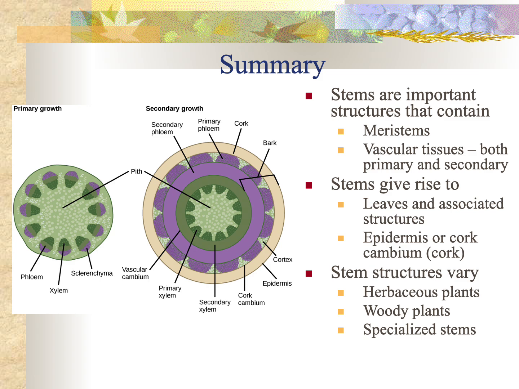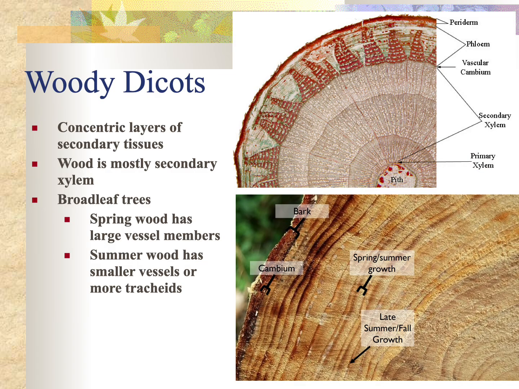We talked about stems in cross section. So I've got herbaceous stems there, and then I'm showing a woody stem there with a little more structure, having secondary xylem and secondary phloem. And so you can get some idea there. And in addition, now we're going to continue on with woody plants and talk about some specialized stems.